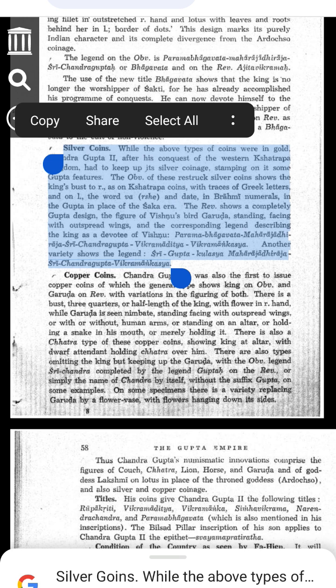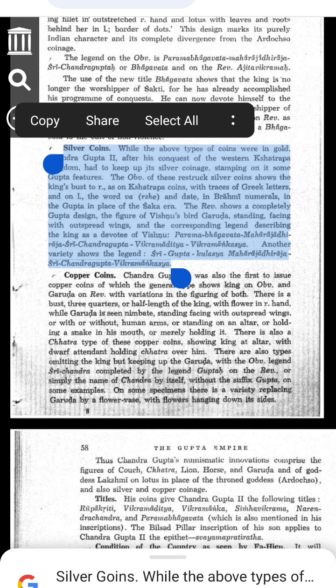3. What was the Western Kshatrapa kingdom? Before Chandragupta II, the Western Kshatrapas ruled parts of Gujarat, Rajasthan and Madhya Pradesh. They used silver coins for their daily trade and business. When Chandragupta II defeated them, he became their new king. But the people in that area were already used to Kshatrapa silver coins.